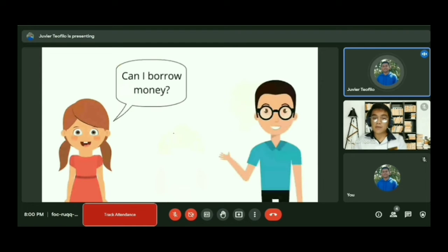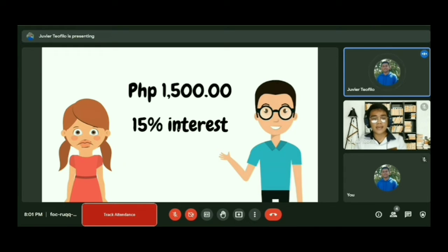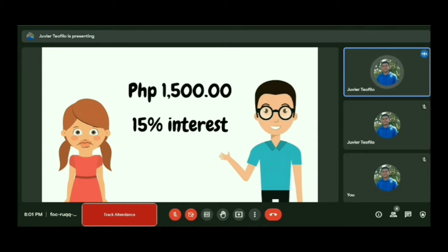Okay, Maria has a brother. She said, "Can I borrow some money?" Her brother says, "I can lend you 1,500 pesos, but with an interest of 15%." Now, Maria was confused. How much is 15% of 1,500 pesos? Let's help Maria find the exact value. After our class, let's find out the exact answer to Maria's query. Is that understood? Very good.